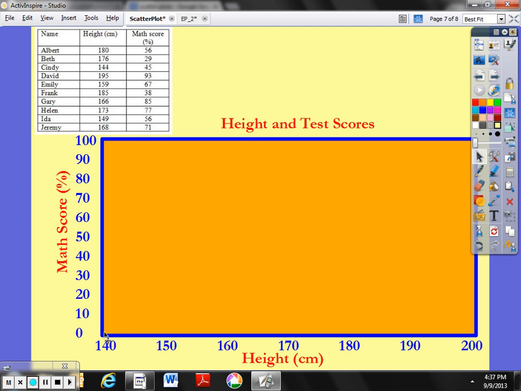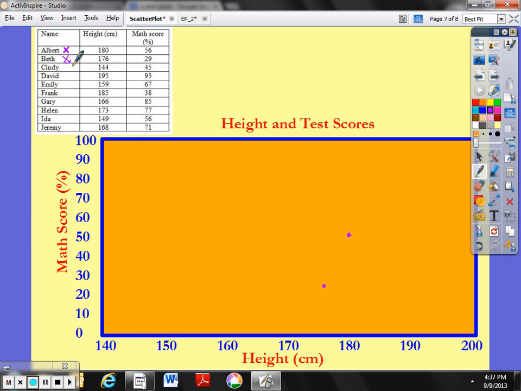So I could probably have a little broken line here to show that I made a jump from 0 to 140. I'm going to start to plot these different students. So we have Albert, 180, 56. So Albert, 180 is his height, 56 is on his assessment. So he's right between 50 and 60. So there's Albert. I'm going to cross Albert out or put a little X here so I know that I've plotted Albert. Beth is 176, so close to Albert's height, and a 29%. So Beth is right there.